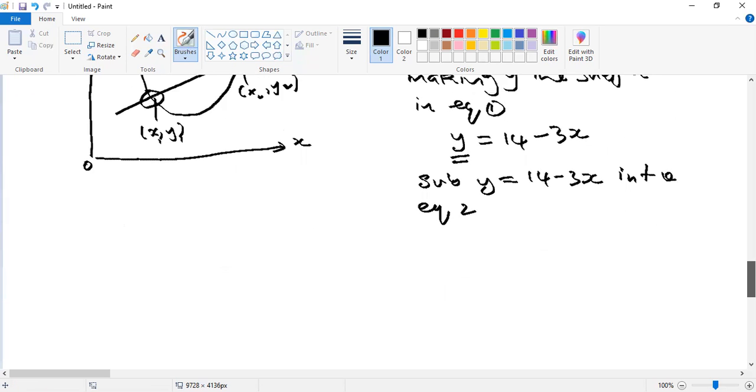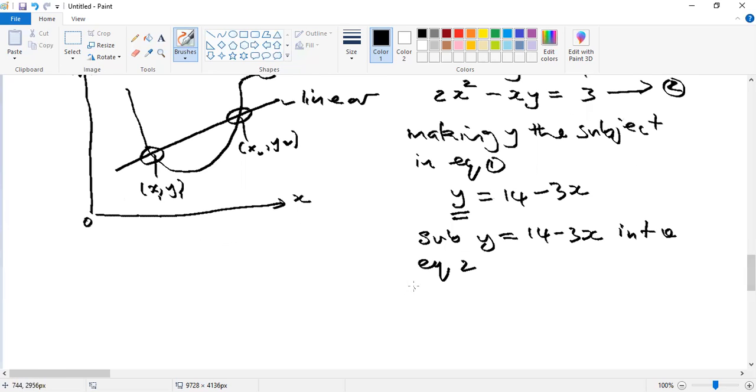So you make the substitution now. Let me do it. Hold on a second. All right, so let's make a substitution. Wherever we say y, we're going to put 14 minus 3x. So we'll have 2x squared minus x, and then where we say y now, we're going to put 14 minus 3x.